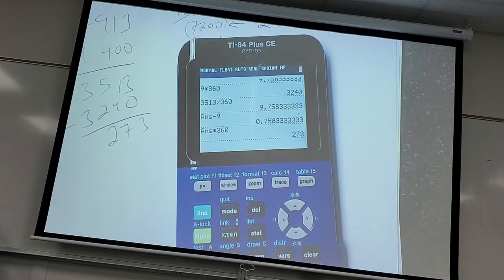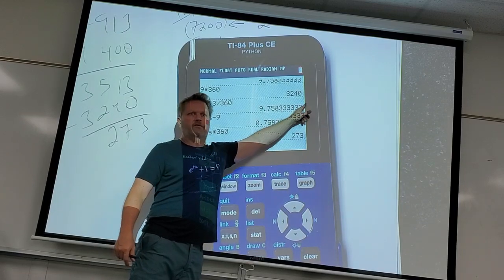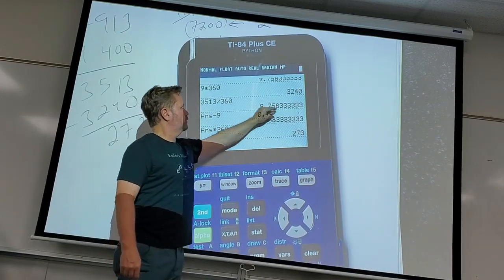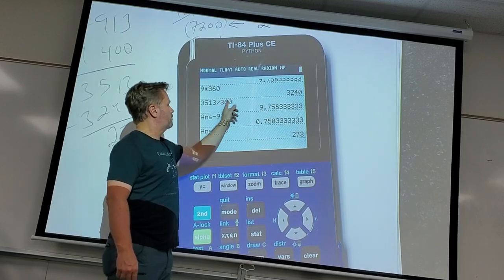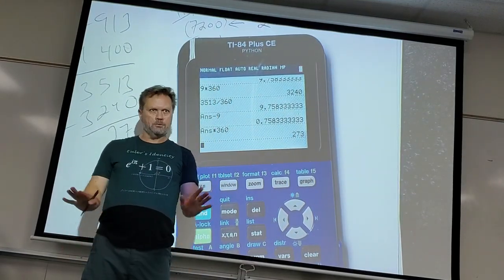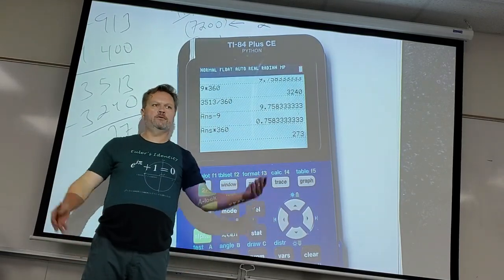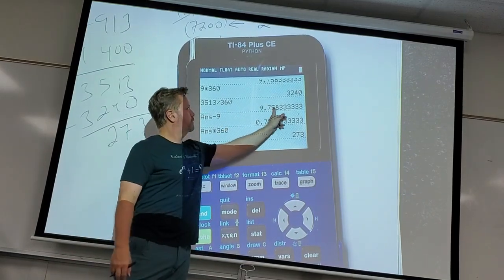Why does it make sense? Because, isn't this the remainder? Yeah. If I divide by 360, that's the remainder. So if I take the 9 away and multiply that by 360, I'll actually see what the remainder is. Kind of cool. Do I ever need to do that? Do you ever need to do that? No, I just want to point it out. It's kind of cool. This stuff actually means something, right?